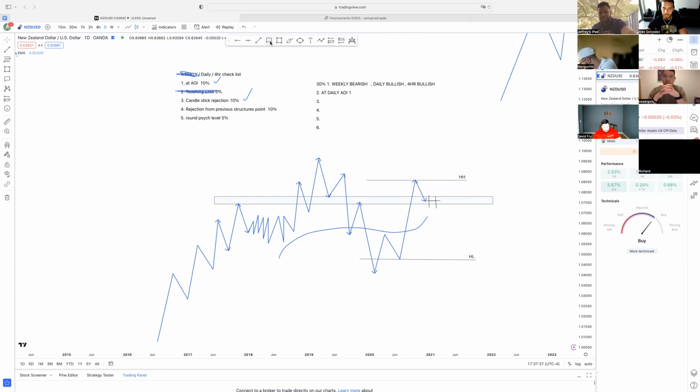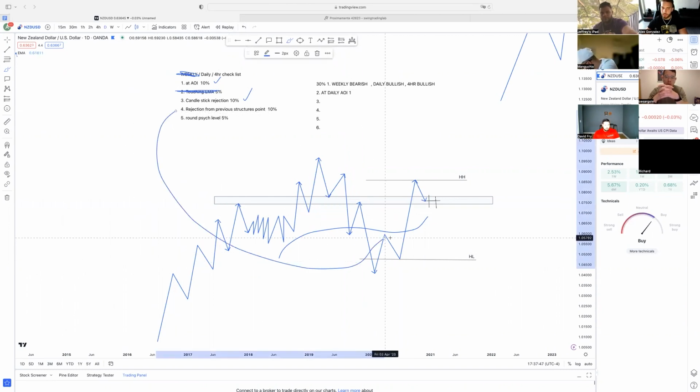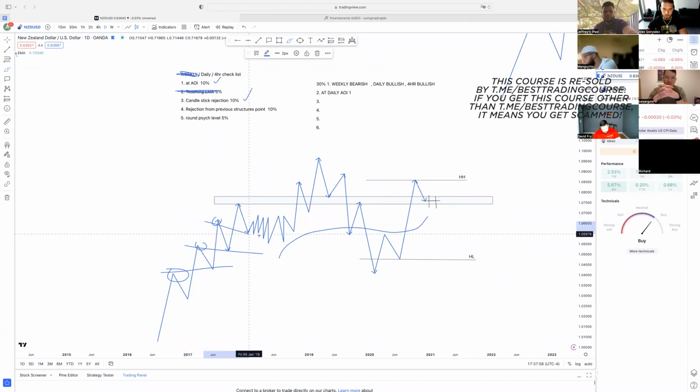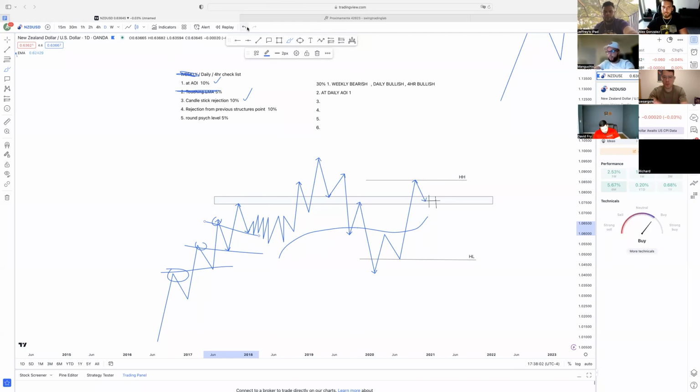So this right now is not the previous structure point. This is not the previous structure point. The last previous structure point would be this point right here. So for these examples right here, this would be the previous structure point to this one. This would be the previous structure point to this one. This would be the previous structure point to this one. If that makes sense, type 1. If it doesn't, type 2.